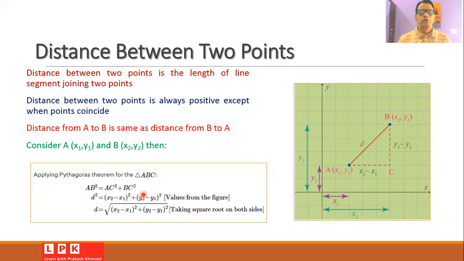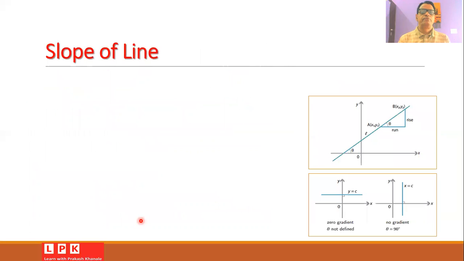Therefore, D square is equal to AC, this distance, which can be given as x2 minus x1, and BC, this distance, which can be given as y2 minus y1. So we get D square equals (x2 minus x1) square plus (y2 minus y1) square. And therefore we obtain the formula D is equal to under root of (x2 minus x1) square plus (y2 minus y1) square. Whenever we want to find the distance between the 2 points, we need to know the coordinates of the first point and second point, and then by using this formula, we can find the distance.